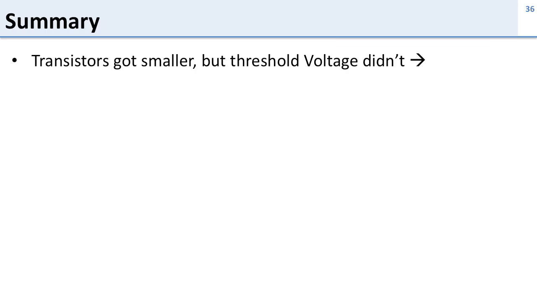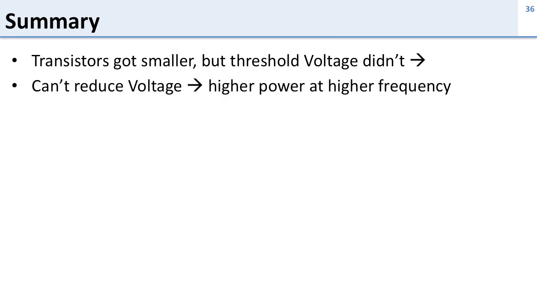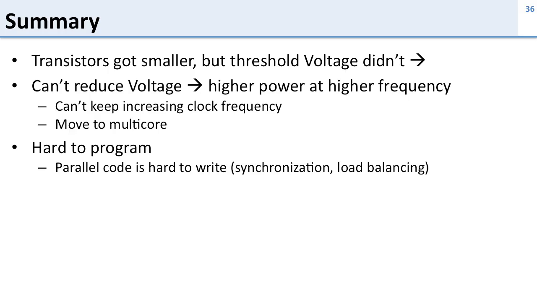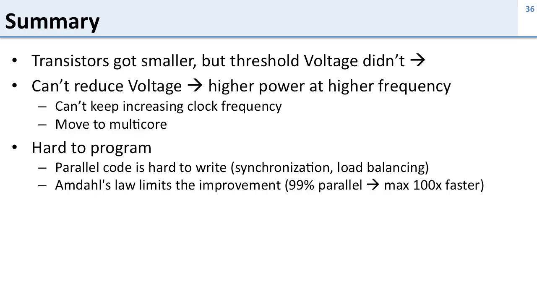So to summarize things here, transistors got smaller, but we can't reduce the voltage. As a result, we can't increase the clock frequency. So what are people going to do? Well, we move to multi-core. The idea is I'll sell you 4 cores, and of course 4 cores is faster than just having 1 core. But we saw some problems with this. It's hard to write parallel programs. We need to deal with synchronization and load balancing. We saw how Amdahl's law limits the improvement.